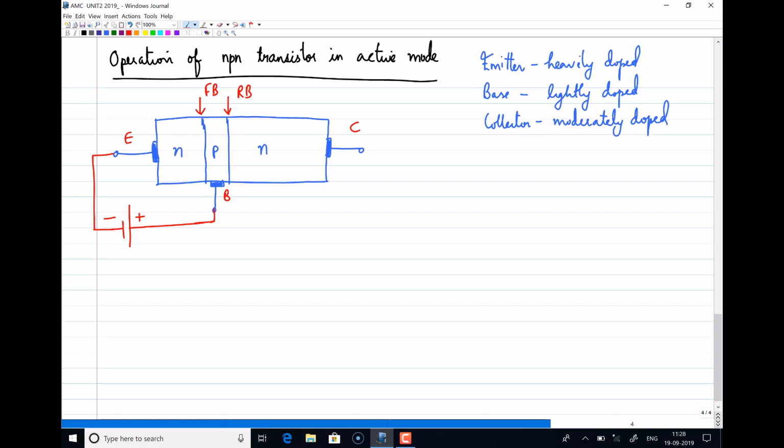Now this is plus and this is minus, so I'll mark this voltage as VBE. VB is positive, VE is negative, because N should be connected to negative at this end. The other end should make the collector base junction reverse bias. That means N should be connected to positive to reverse bias this junction, and P should be connected to negative. So this is plus minus, and I'll mark this as VCB, where VCB is a positive value to reverse bias the collector base junction.